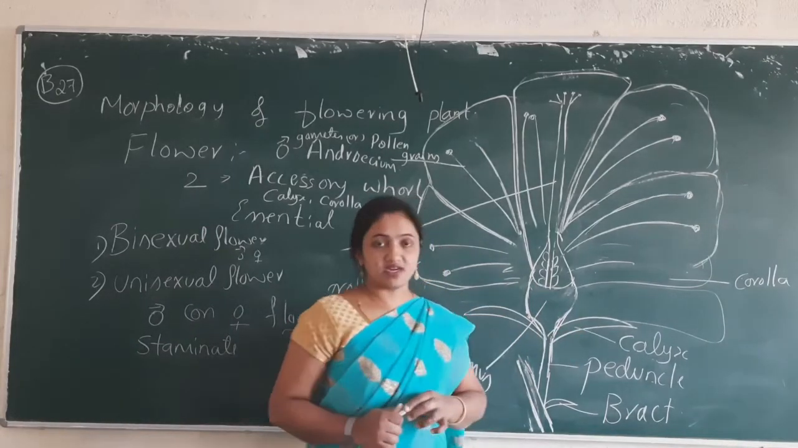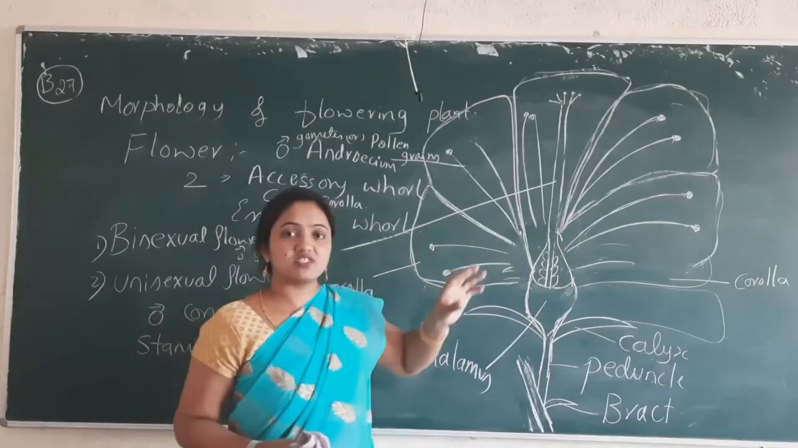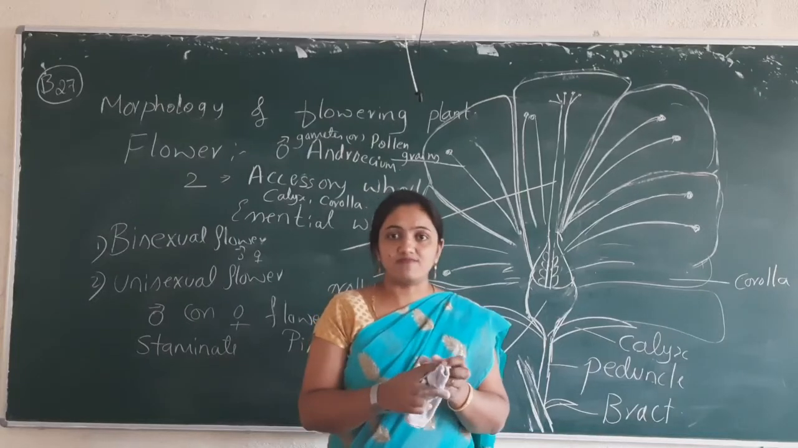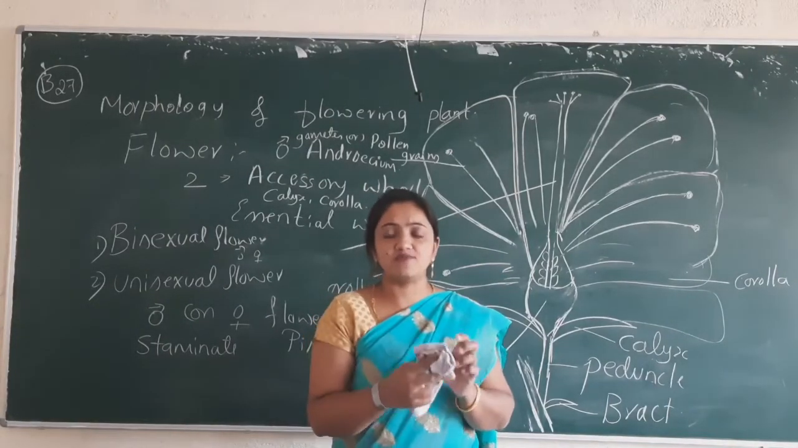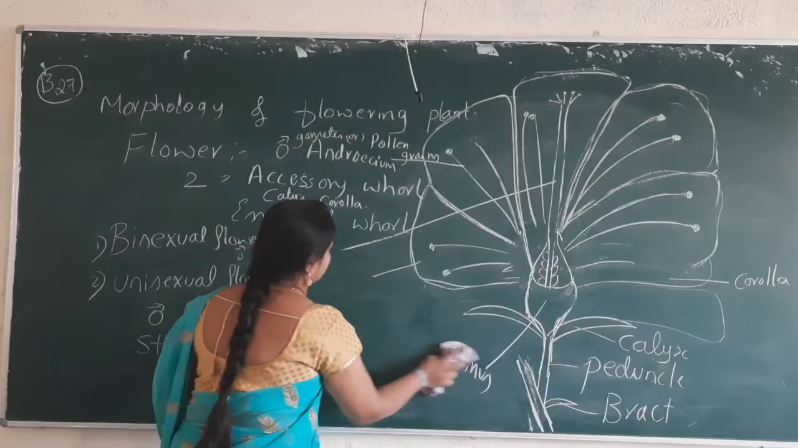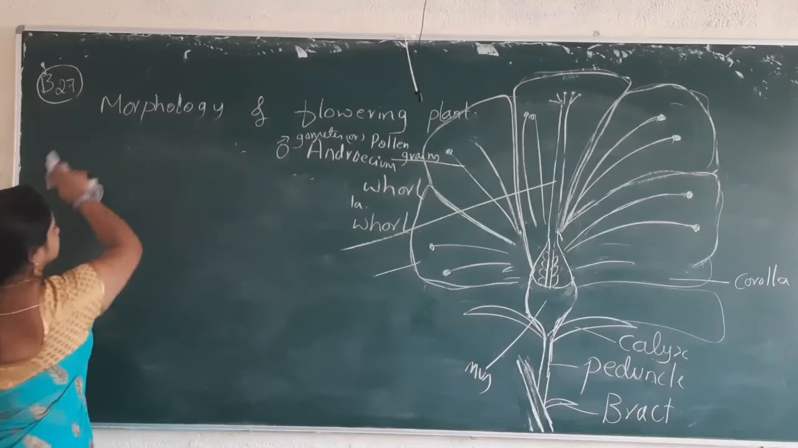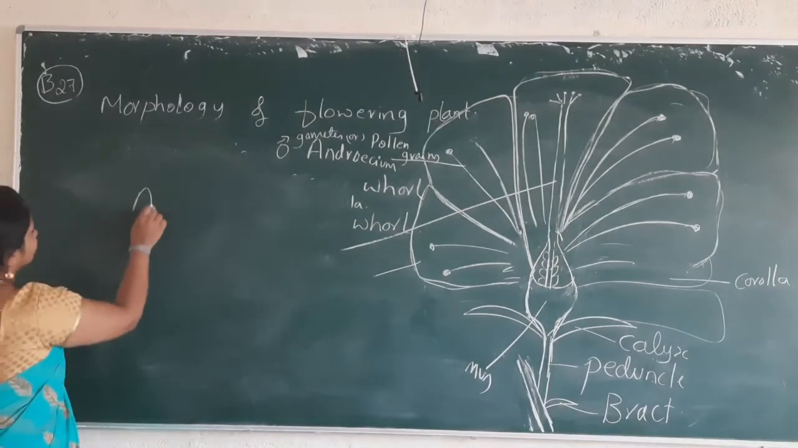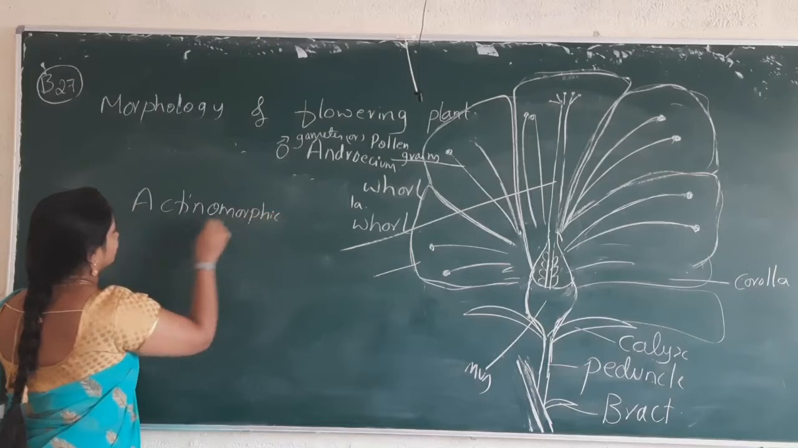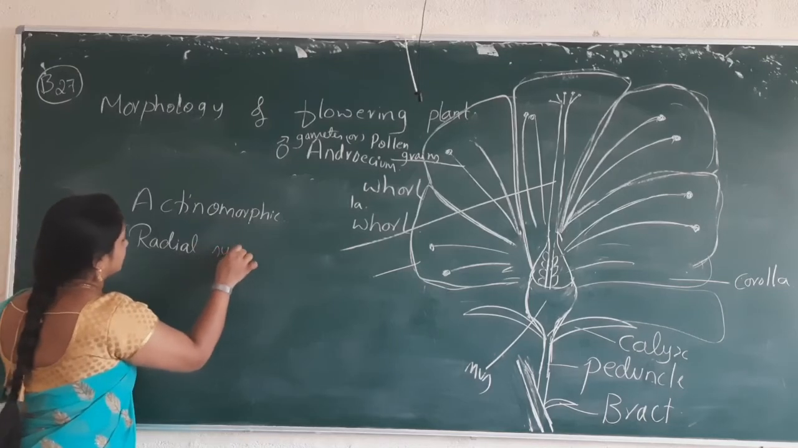We are giving some other names here. Consider this is a flower, a hibiscus flower. The hibiscus flower is such that if we take the axis from any part of the flower, we will get two equal halves. That type of symmetry or organization is known as actinomorphic. Actinomorphic resembles the term radial symmetry.